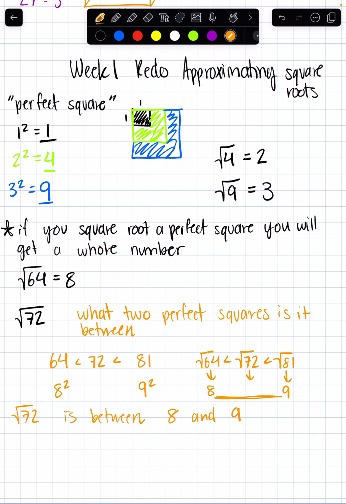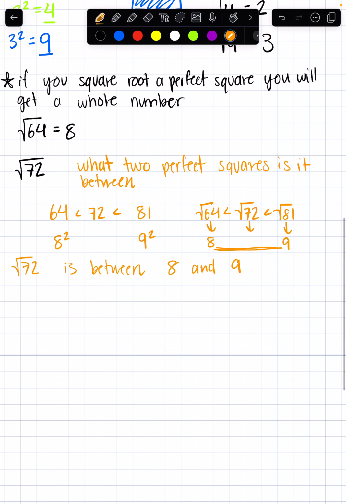Okay, a whole number is typically just your counting number. So 1, 2, 3, 4, 5, 6, 7, 8, 9. You can keep going, but they don't have decimals and they're not negative. So they're exact whole number answers. But let's say we want to get even more specific.